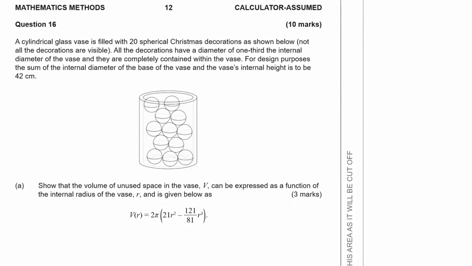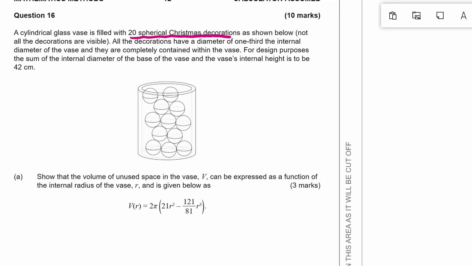A cylindrical glass vase is filled with 20 spherical Christmas decorations as shown below. Not all of the decorations are visible in the diagram. All the decorations have a diameter of 1/3 of the internal diameter of the vase. So a bit later on we're going to define that to be R.